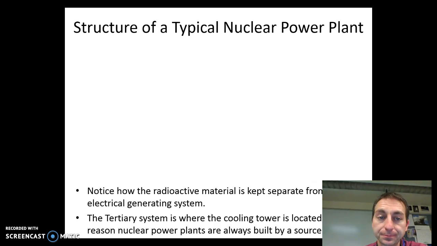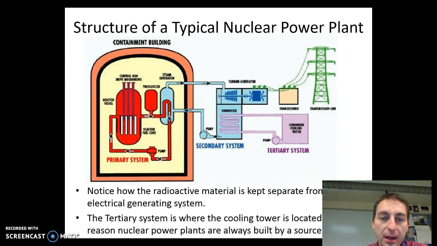When you look at how power plants are structured, what we see is that you would often have a containment building to contain the nuclear reactor. You wouldn't want it to go out of control and have nuclear material and radiation escaping, so you try to contain it. That works on a system where it keeps all of the radioactive material separate from the electrical generation equipment.